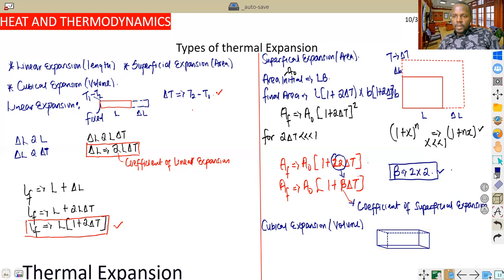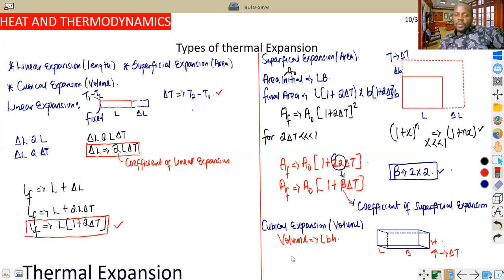So now we have the length, the breadth, and the height, which we have studied before in our early classes. From what we have established, initial volume is length times breadth times height. Each of them will increase because of the increase in temperature by delta T. Length will increase to L into bracket 1 plus alpha delta T, B to B into bracket 1 plus alpha delta T, and H to H into bracket 1 plus alpha delta T.